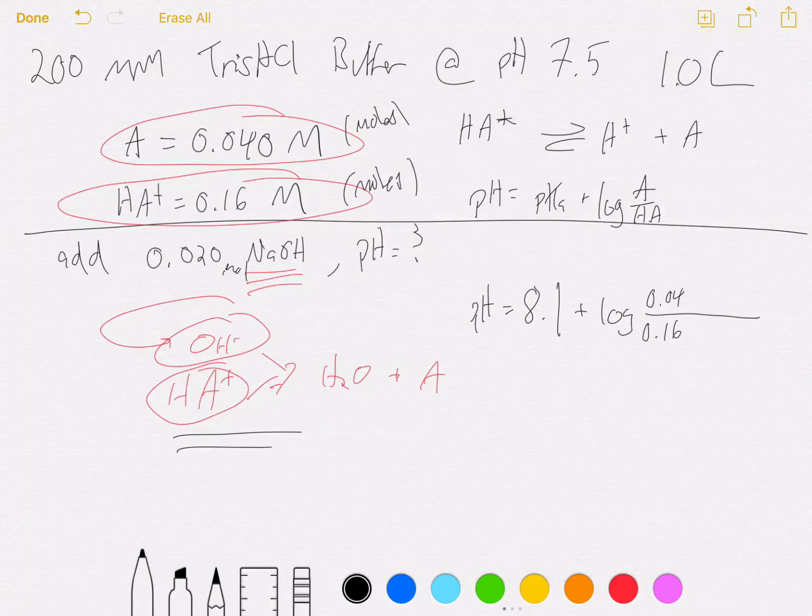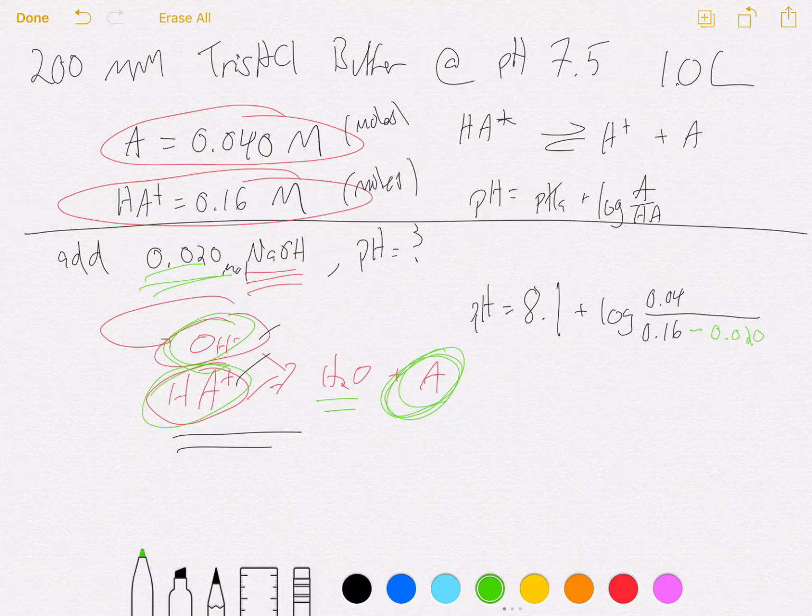Now we've said that when we add hydroxide, it is going to be neutralized by the weak acid that's in the solution, or the HA plus. And so it is that quantity of 0.02 moles or 20 millimoles that will be reacting with that acid and thereby decreasing 0.02 the quantity of weak acid that we have in solution. And when we react hydroxide with weak acid, not only do we make water, but we yield that conjugate base, or the tris base in this case.